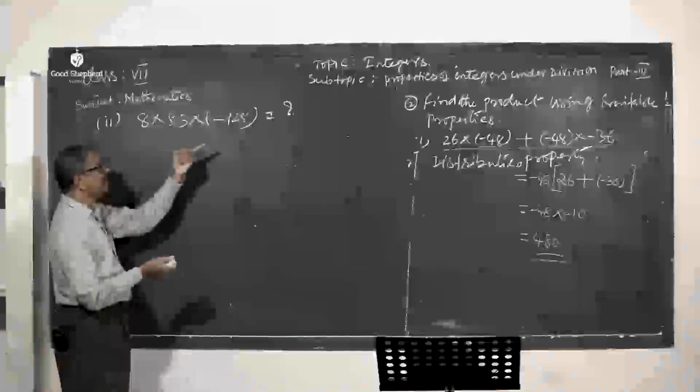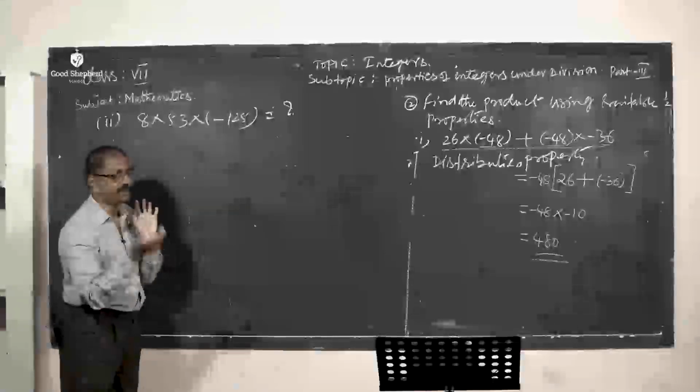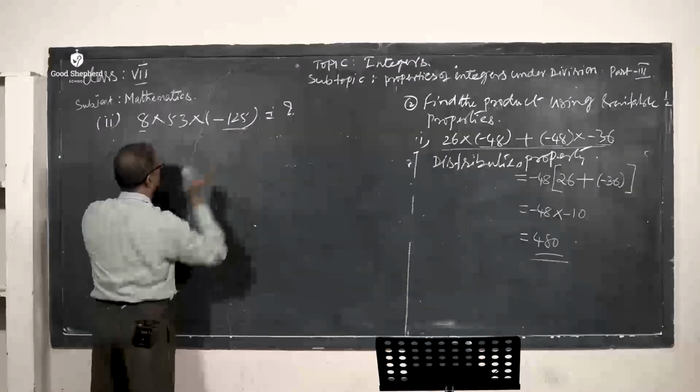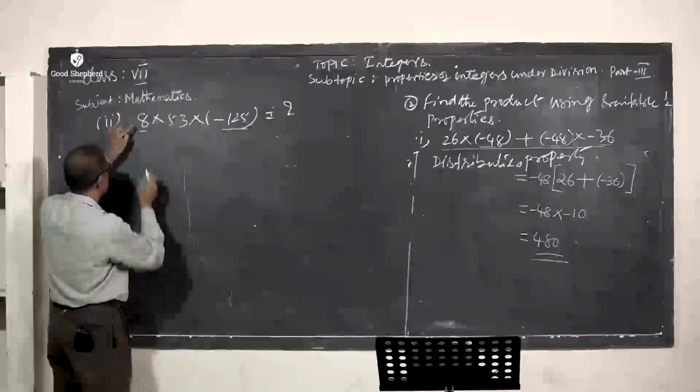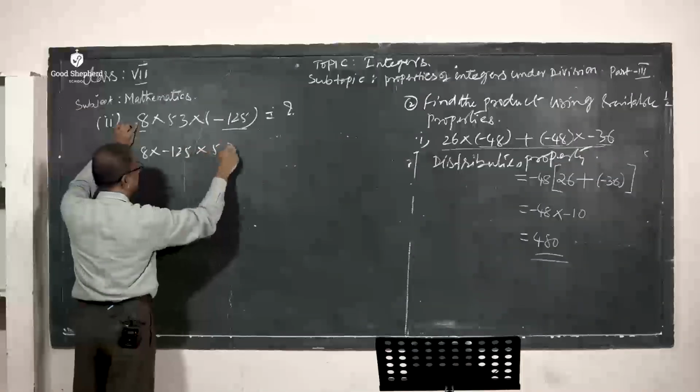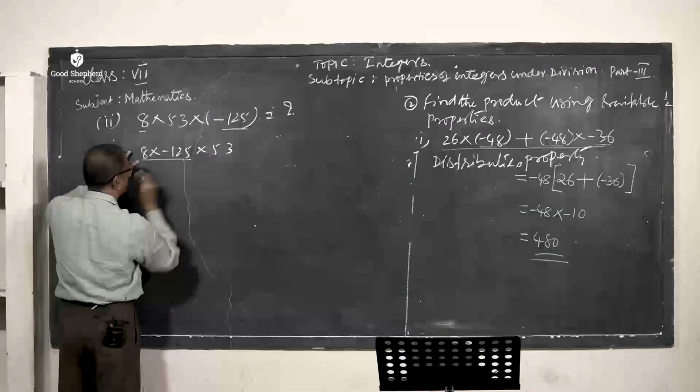Now here, I can make it into grouping. Take these 8 and write minus 125. It's a very simple thing. The 8 into minus 125 into 53. Now multiply with 8, this number, first.